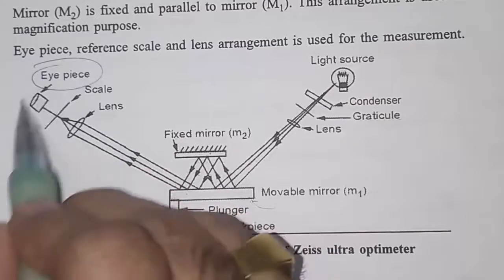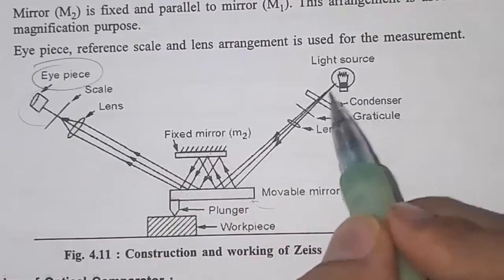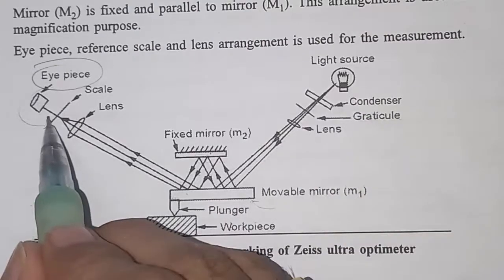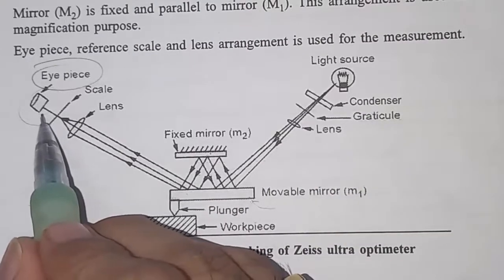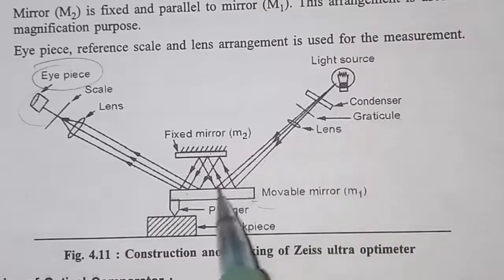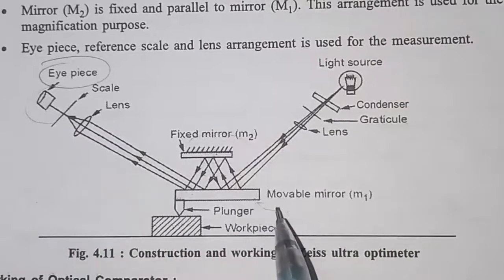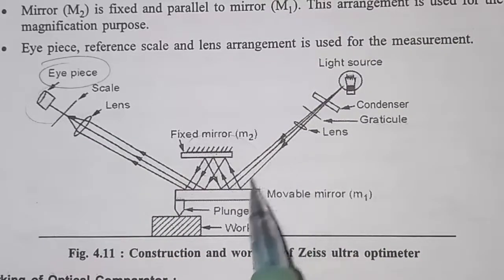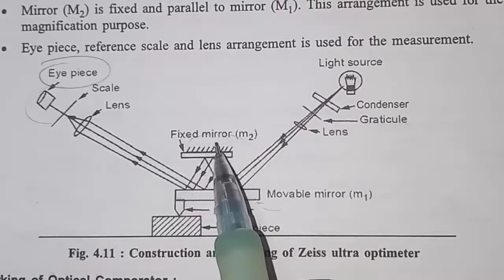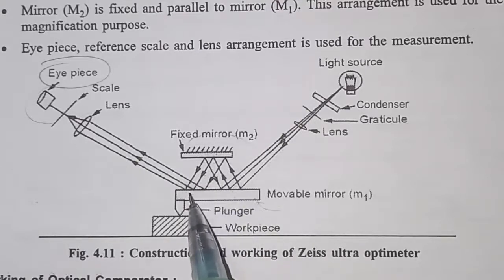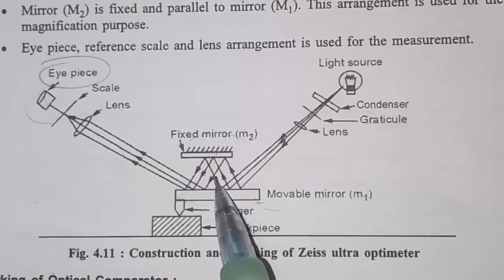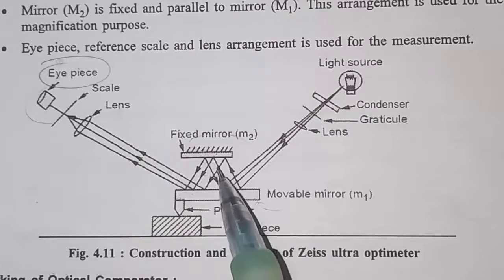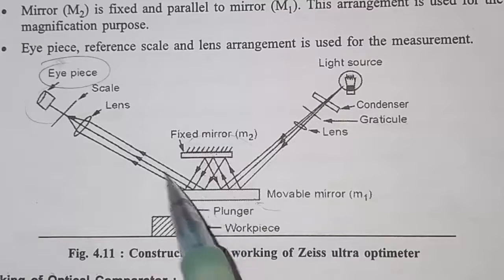So here, this is the input source of the rays and this is the receiver of the rays, right? In between, this mechanism happens. The rays are reflected from the movable mirror to the fixed mirror and then again from the fixed mirror to the movable mirror. This happens for the high magnification. If you want more magnification, then these things are required to be done, right? So this is the basic working of the optical comparator.